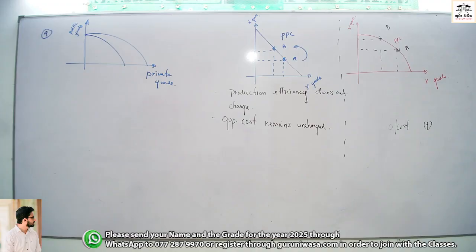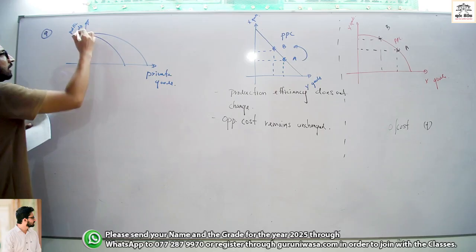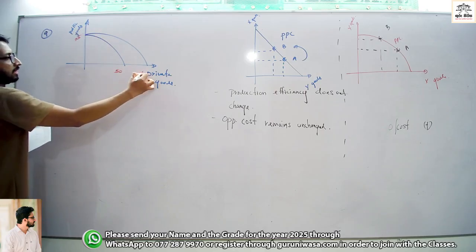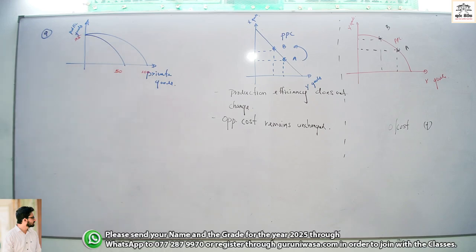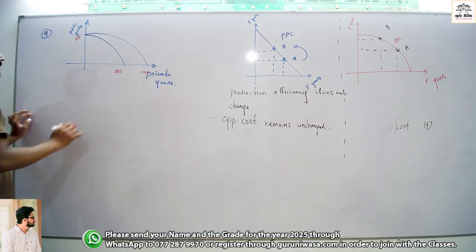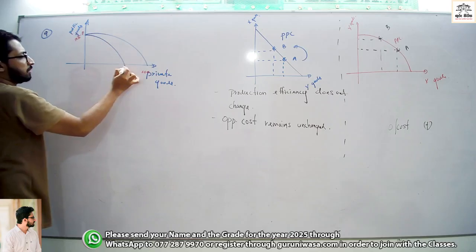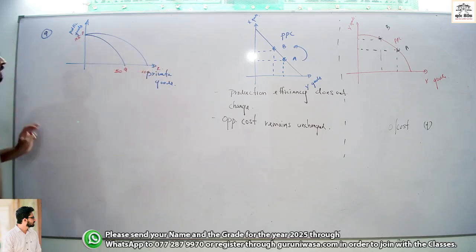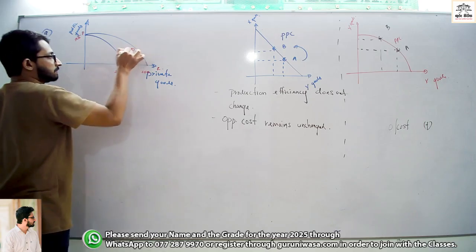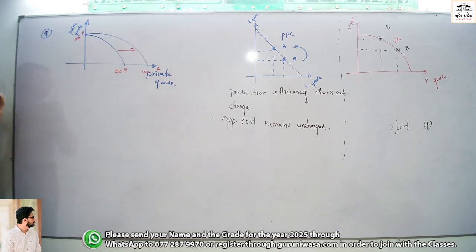To explain the answer, I'll put some values. Assume the answer is 25, here 50, and here the value is 100. I want you to calculate the opportunity cost of producing public goods before the change and after the change. Here the PPC curve is PQ, the new one is PR. Can you calculate the opportunity cost? Yes, the PPC curve has shifted to the right side. Correct. Okay, calculate the opportunity cost of producing public goods.